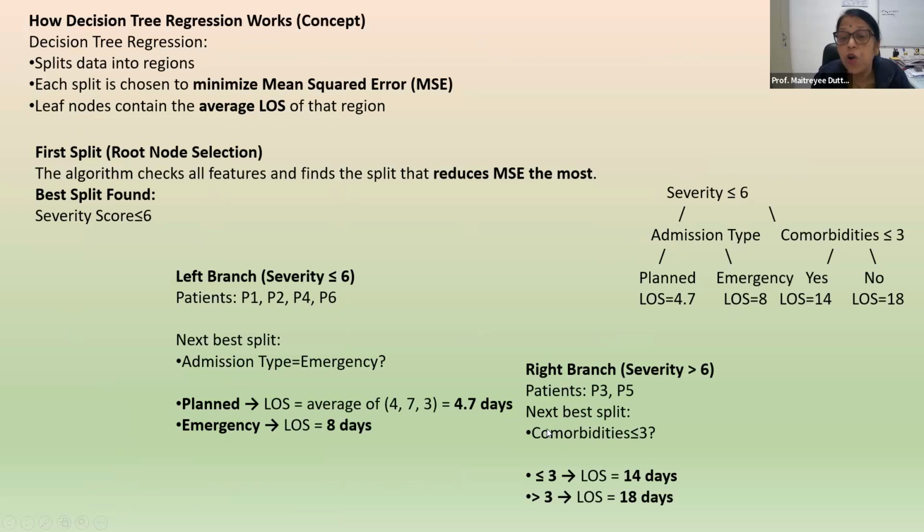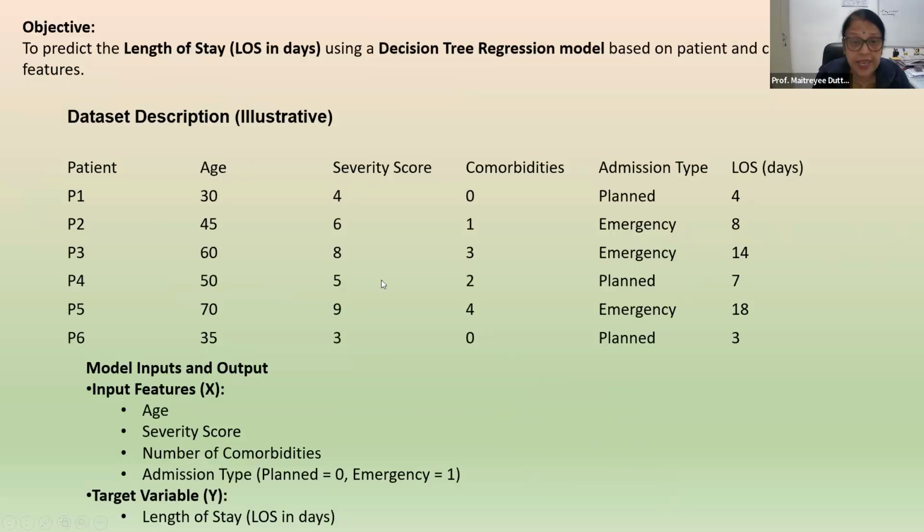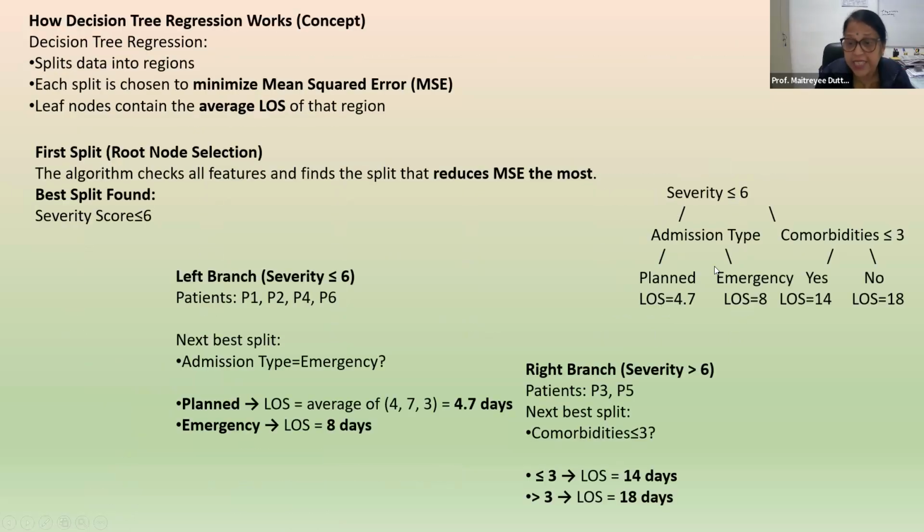We have taken comorbidities less than or equal to 3. If it is less than or equal to 3, we are telling this for P3 and P9, that LOS is 14. If it is greater than 3, then we are telling LOS is 18. So this way we have taken the best split: comorbidities less than or equal to 3. Yes or no? If yes, then LOS equals 14. If no, then LOS equals 18.